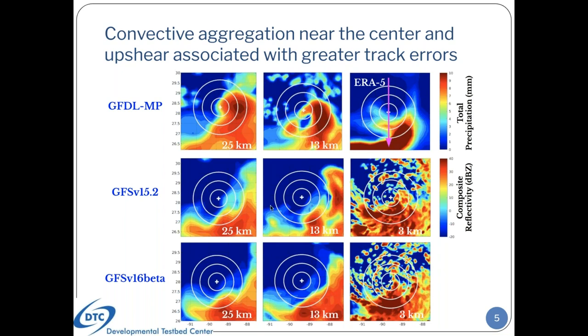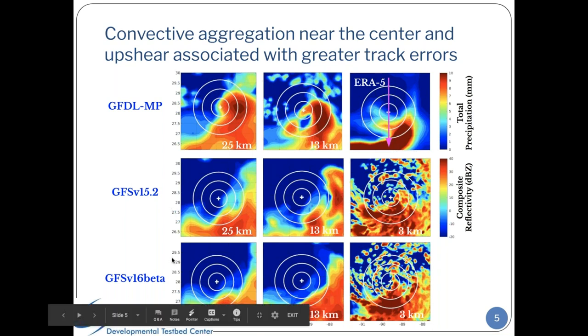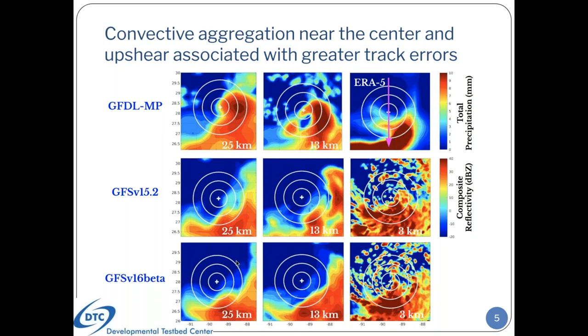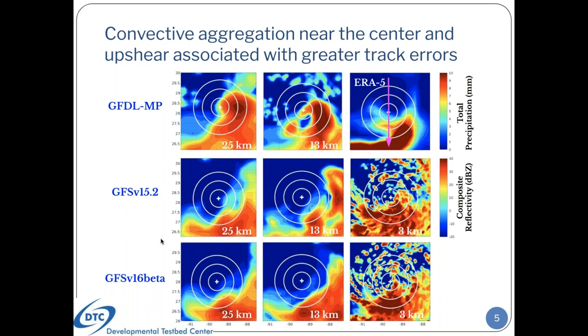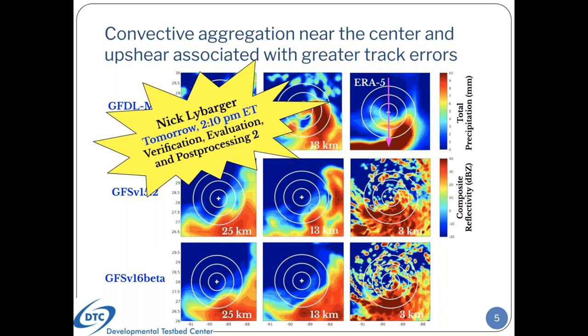And you can see, conversely, in some of the runs with the best track forecasts, like the 25-kilometer runs for version 15 and version 16 beta, you have the convection displaced a good deal to the south of the center of the storm, like in the observations. So essentially what's happening here is that greater convective aggregation to the northeast of the center pulls the storm off to the northeast and away from the best track. And I'd like to call your attention to a talk being given by Nick Lybarger tomorrow, who is going to talk more about the vortex dynamics involved in this case and why that occurs.